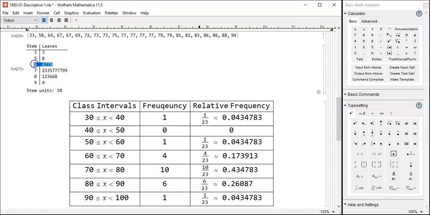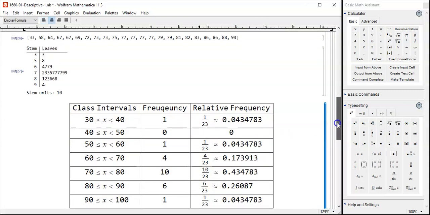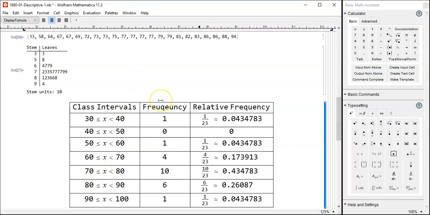You can get all those from the stem and leaf display as well. And then between 70 and 80, there are 10. Between 80 and 90, there are 6. Between 90 and 100, there's 1. Please check. And those are called frequencies. Basically, how many objects, how many items belong in the class intervals. Now for relative frequency, divide by total. The total, there are 23 students, so dividing by 23, we get all these decimals. This thing is called the frequency table.